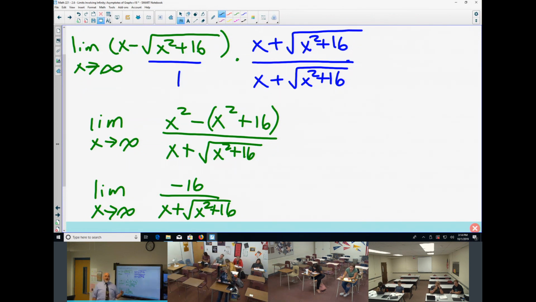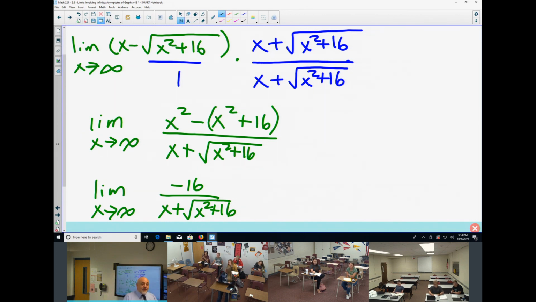So if I have a negative constant over infinity, or any constant over infinity, what is that going to approach? 1? No. Okay, here's how. I remember missing a lot of these when I was first learning this rule.